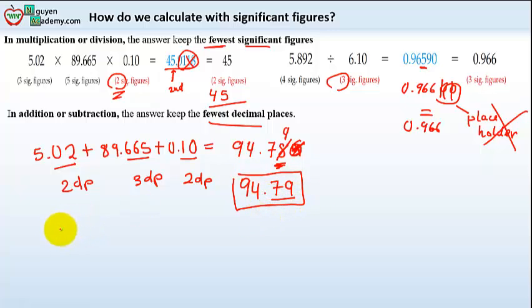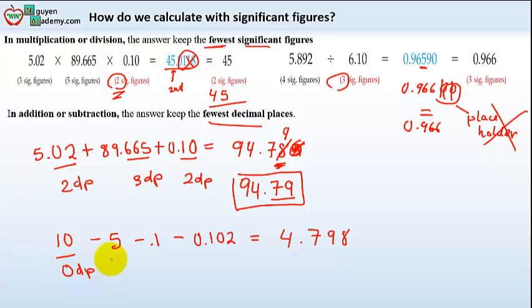Let's do another problem. Here we have 10, okay, minus 5 minus 0.1 minus 0.102, okay. And we would have, from our calculator, 10 minus 5 minus 0.1 minus 0.102. That will give us 4.798. But based on the rules, we keep the fewest decimal places, which this one has 0 decimal places. Here we have 1 decimal place. Here we have 3 decimal places.